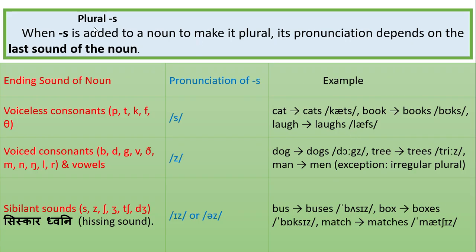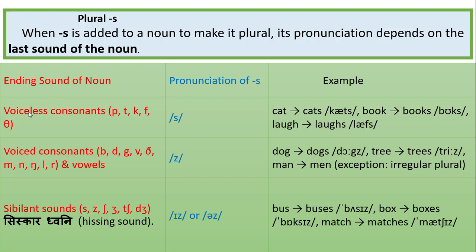Now, plural s. When s is added to a noun to make it plural, its pronunciation depends on the last sound of the noun. So here I am going to talk about the pronunciation of s at the end of a word. It varies from word to word. So we must learn this rule very carefully, otherwise we make several mistakes while we pronounce such words.